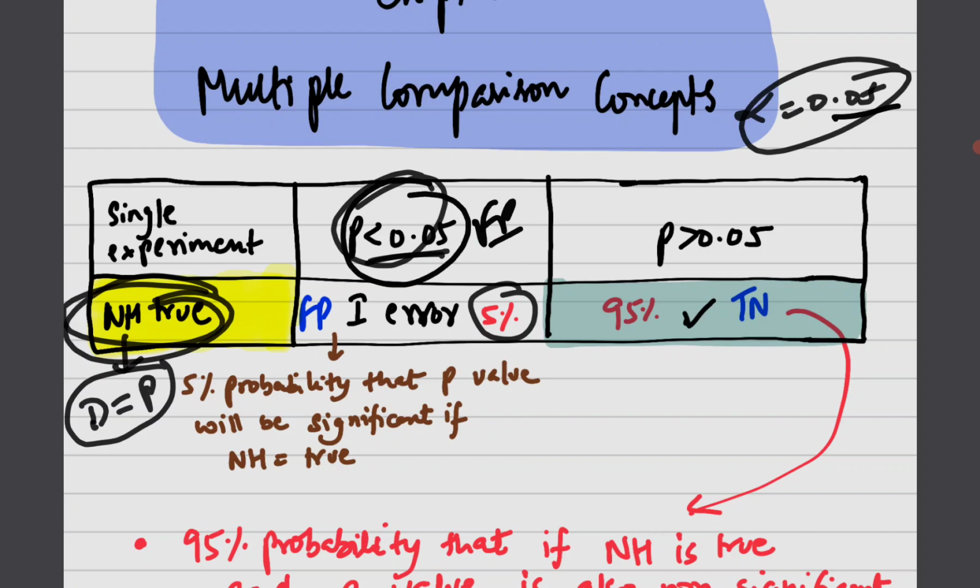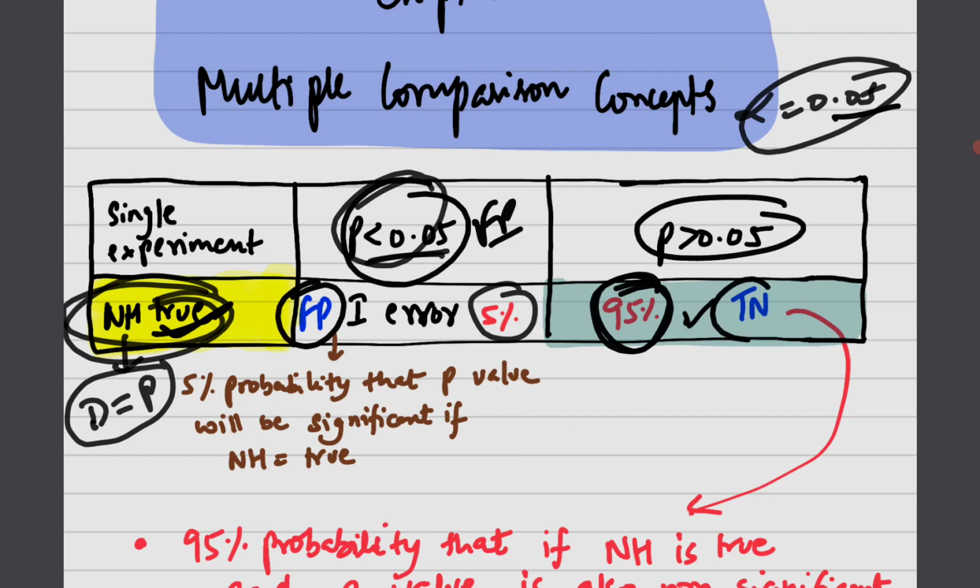So there is a 5% chance of getting a false positive result, which is also called type 1 error. And there is a 95% chance that the p-value will not be significant, which is what it should be, right? Because we know that the null hypothesis is true in reality. So there is a 95% chance that the p-value will not be significant, or it will be more than 0.05. This is what you call a true negative. Why true negative? Because we know that the null hypothesis is true in reality and the p-value is also not significant, so it is a true negative.